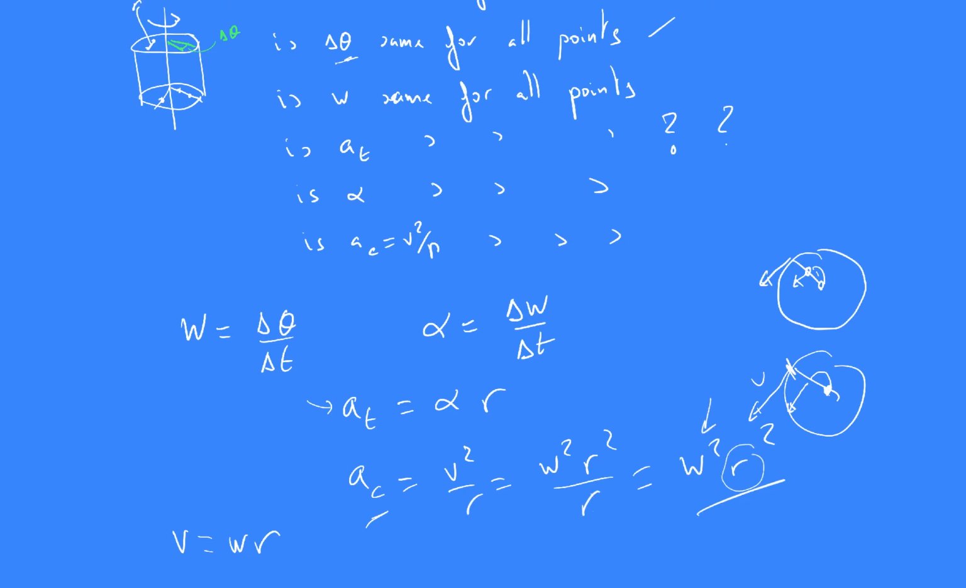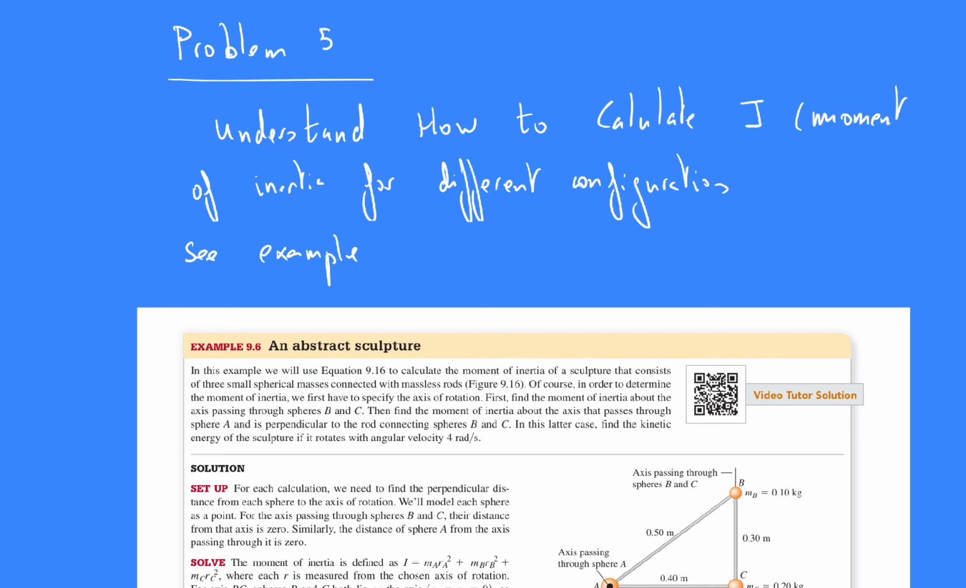This question is asking you about omega for all points, a sub t for all points is the same, a sub t for all points is alpha, etc. So you need to review kinematics of motion.